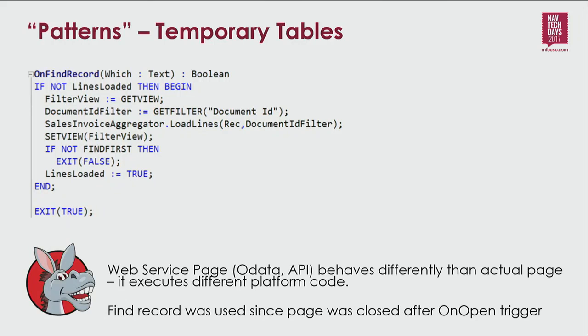The reason for this is that the web service pages are behaving differently than the regular pages. Currently, the page used to close after an open trigger. So if we would load it on open page trigger, the page would close and reopen, so we would lose everything that we have loaded on temp. But it doesn't close on find record, so we have coded it there.